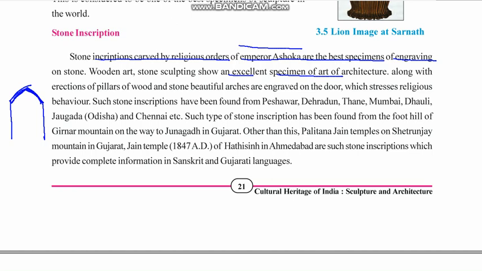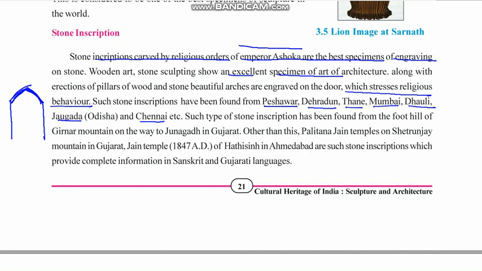So see, along with the erection of pillars and arches, which stresses religious behavior, the details on it show how the behavior of a person should be as per the religion. Such stone inscriptions have been found from Peshawar, that is right now in Pakistan, Dehradun, Thane, Mumbai, Dholi, Jaguda, that is in Odisha, and Chennai.